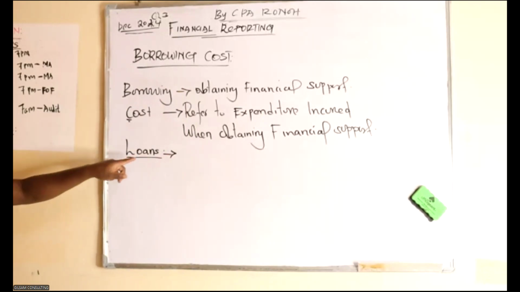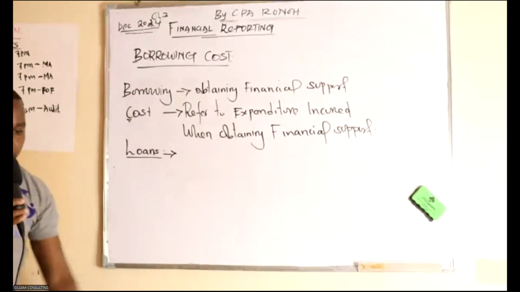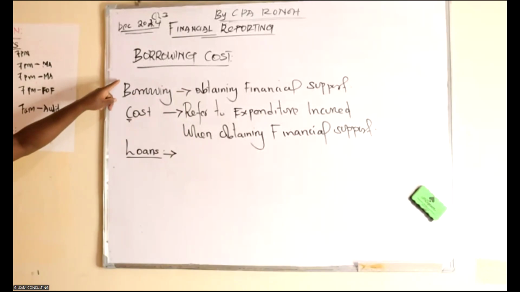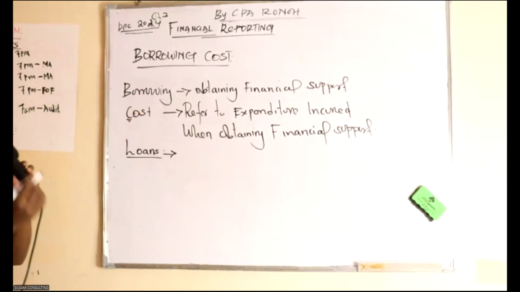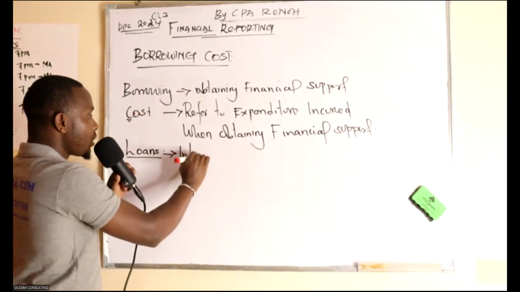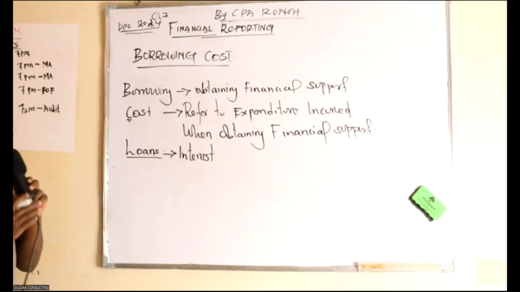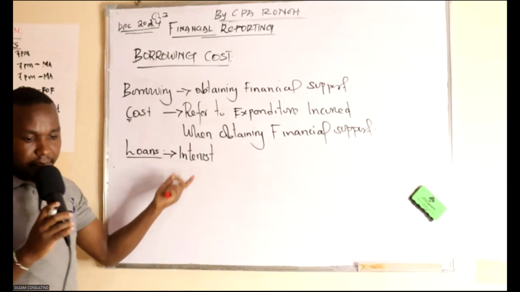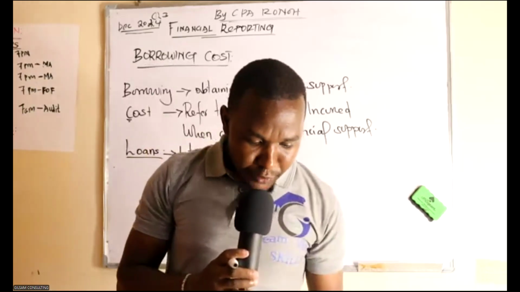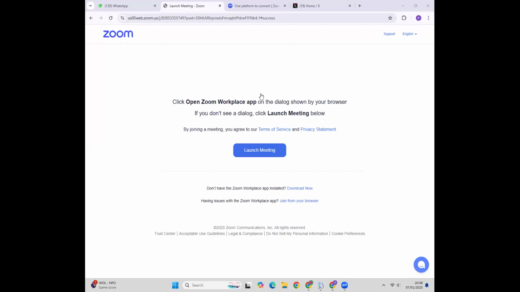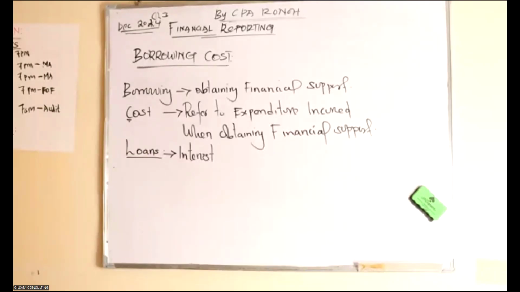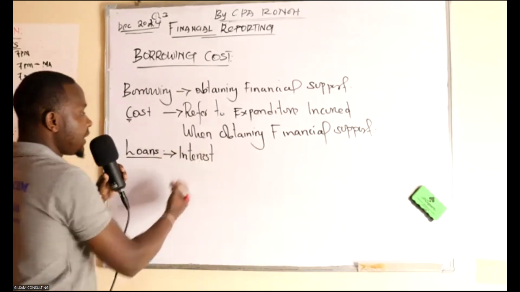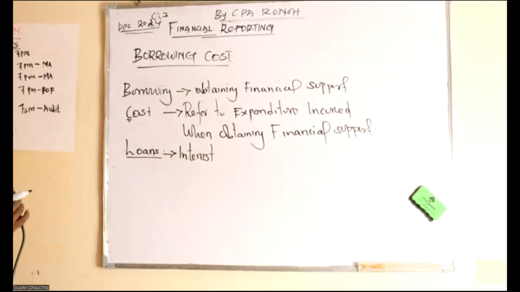So anytime you go for a loan, you incur certain costs, and those costs we classify as the borrowing cost. So this cost will be what? The interest. You are talking of interest because you have to pay interest on a monthly basis or on an annual basis. So basically, interest is one of the components of the borrowing cost.